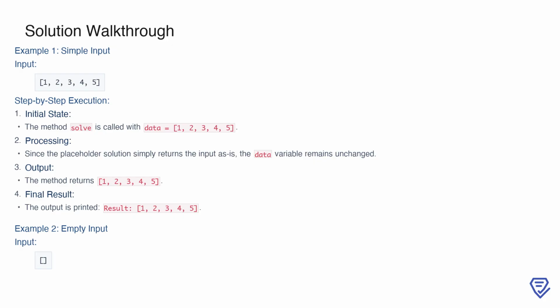The method solve is called, and the input data is passed as the parameter. Since the placeholder solution doesn't perform any transformations, the input remains unchanged during processing. The method then returns the exact same list 1, 2, 3, 4, 5, which is printed as the final result. This demonstrates how the method currently behaves when given a straightforward input with consecutive integers.